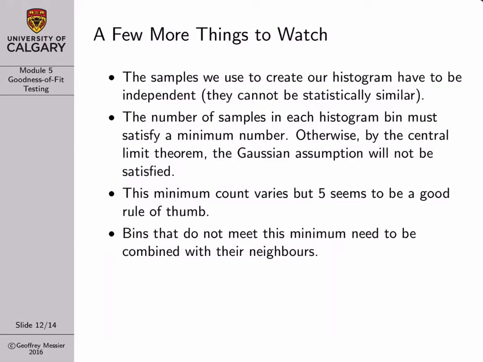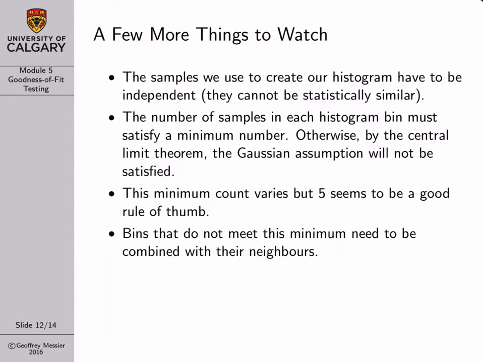The reason for this is that you need to have a minimum number of samples added up in the bin, or the Gaussian assumption becomes not very accurate because it's based on the central limit theorem. Bins that do not meet this minimum need to be combined with their neighbors. So you basically just take 2 neighboring bins, add them together, and then the midpoint for that new bin would be sort of the average of the center points of the 2 bins that you've combined.